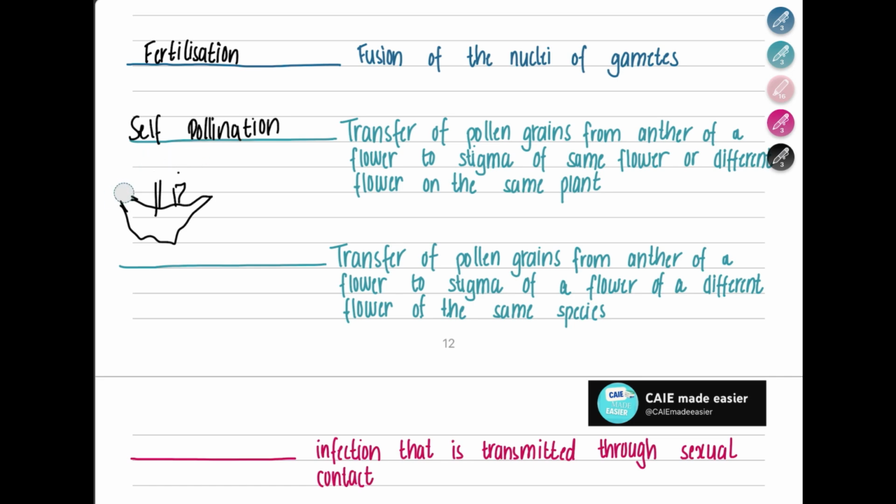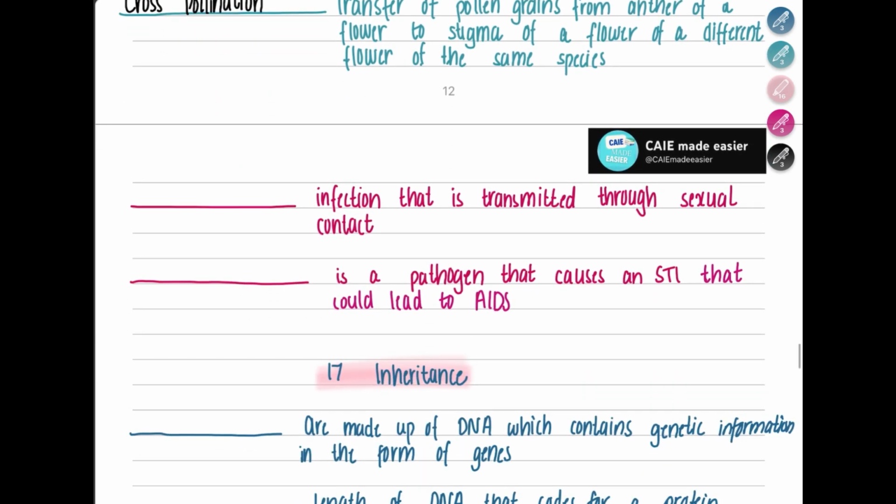Next, this is a transfer of pollen grain. Again, it's going to be pollination from the anther of a flower to the stigma of a different flower of the same species. This is going to be cross-pollination. Remember, cross-pollination produces more variety compared to self-pollination. It increases diversity. Moving on.